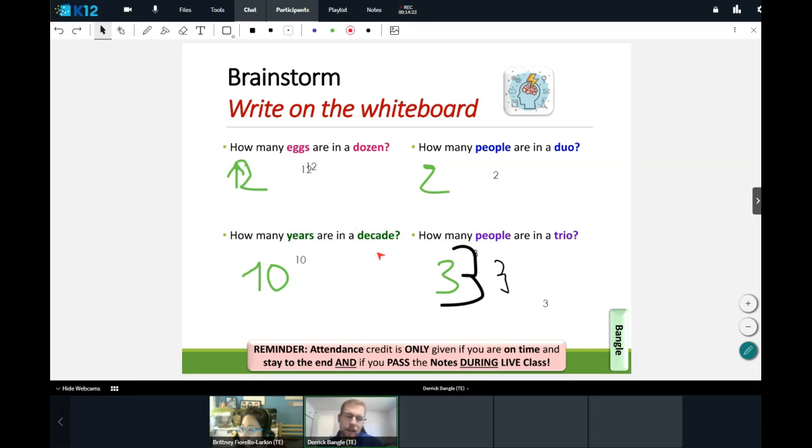I believe a decagon has 10 sides. So if you love shapes and geometry, you might know that one. And then how many eggs are in a dozen, right? So a dozen, how many eggs usually come in a carton, right? That's how many a dozen is.